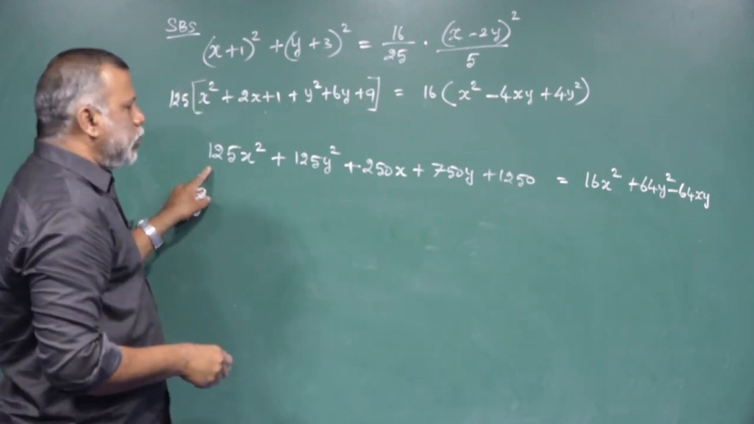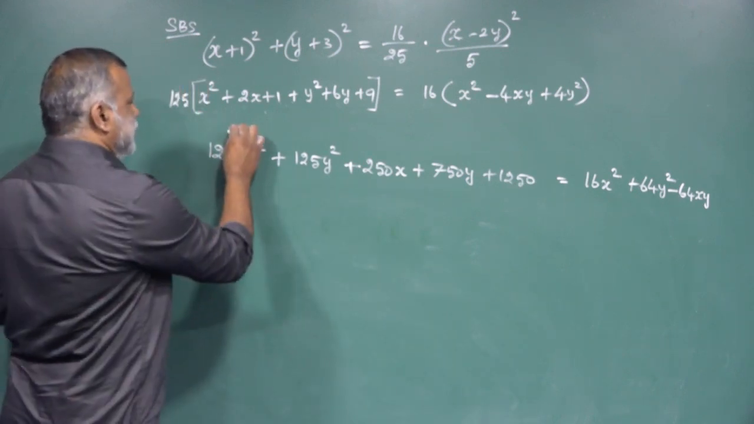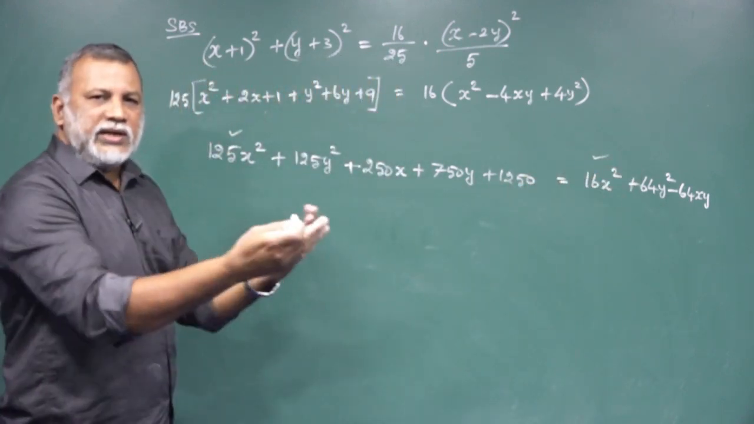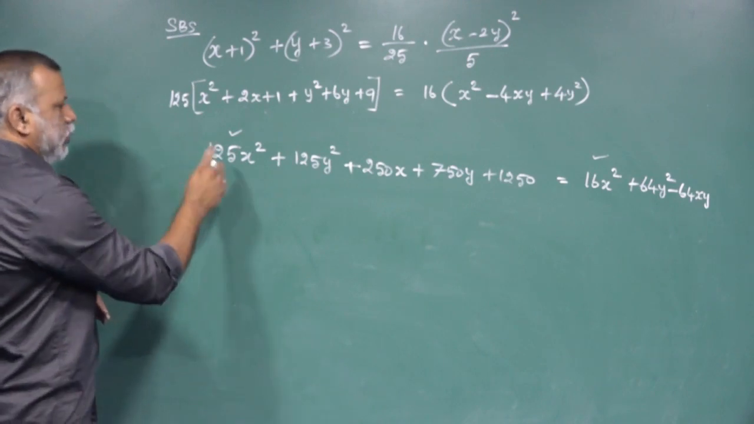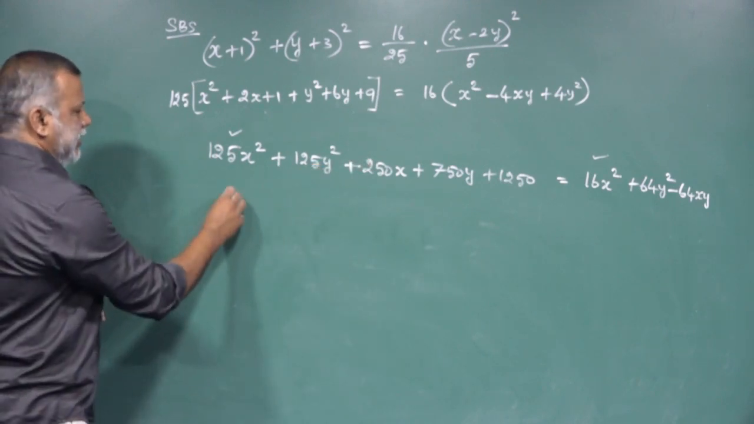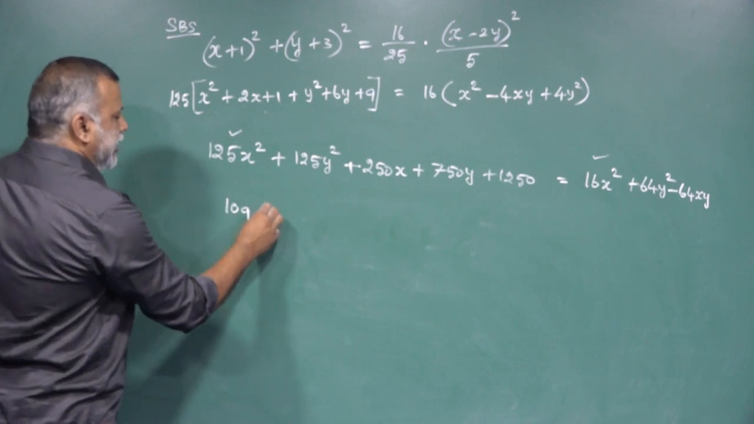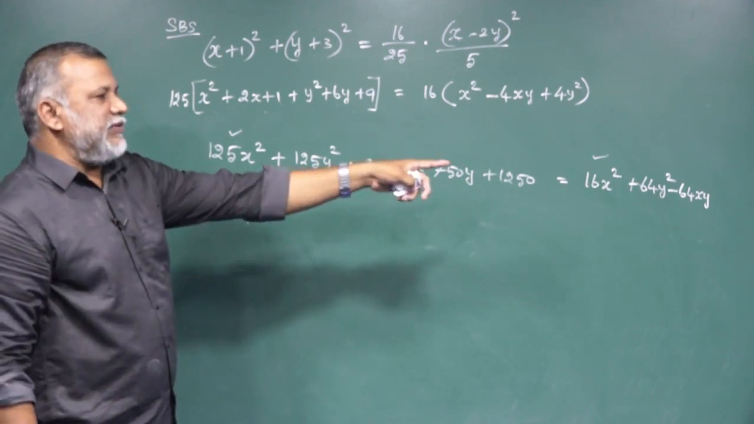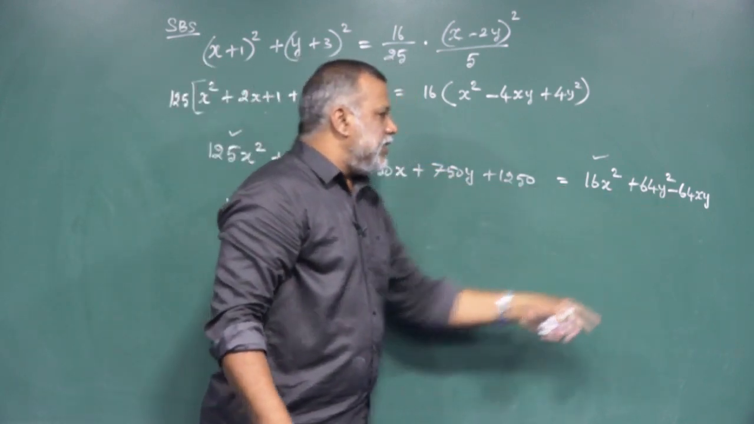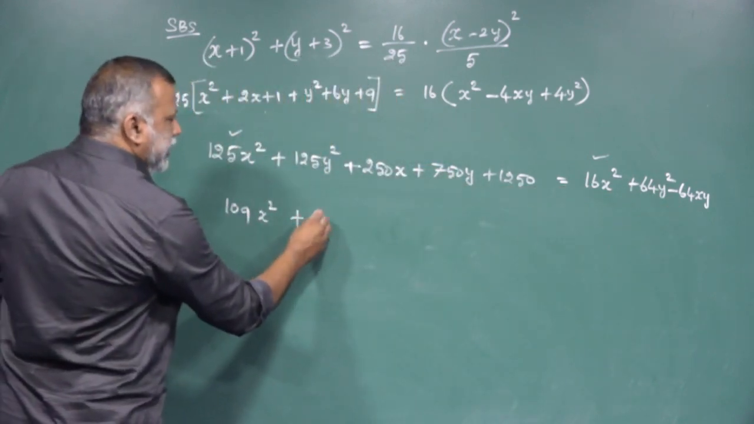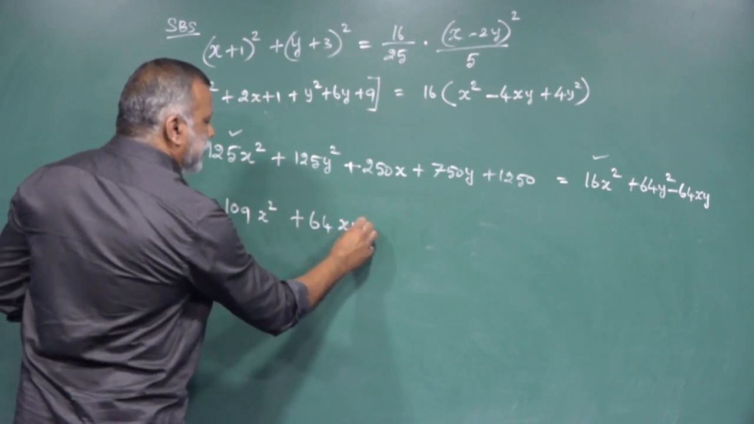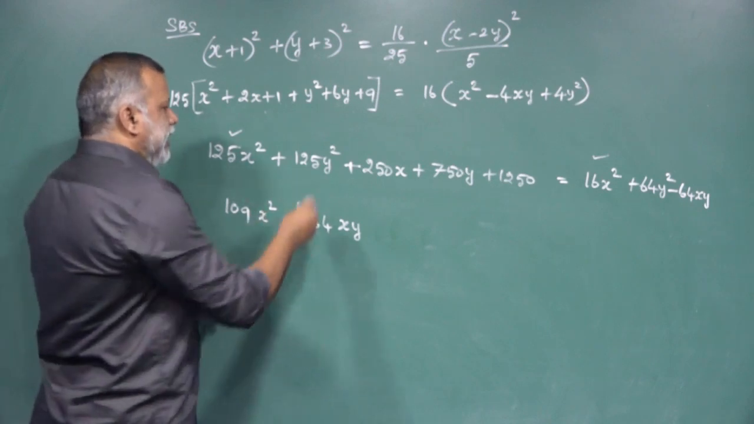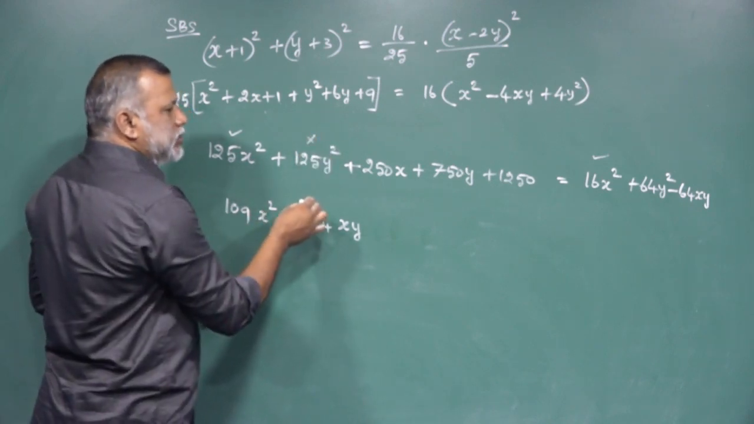See here, 125x squared. This is one x squared family. Here also one x squared family. So we are converting into the same side. Therefore, 125 minus 16, we can get 109x squared. Then we are having one more xy family here. Convert into the same side, so we can get 64xy. That is converted to the same side. We can get positive. See here, 125y squared.